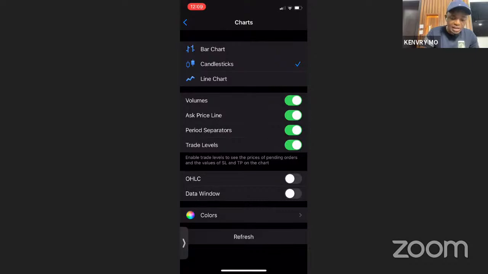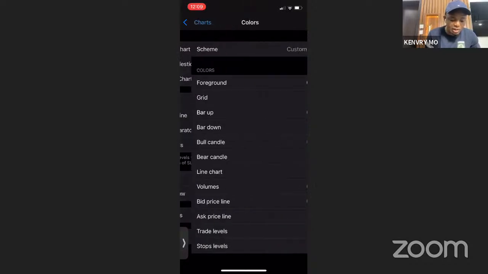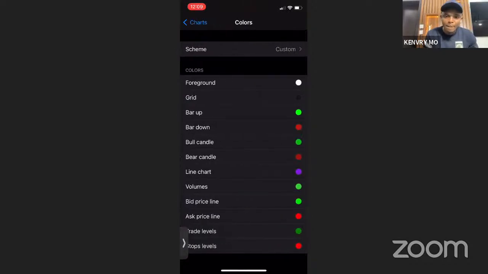First, anything you see here, duplicate it. So you can take a screenshot. I am on candlesticks. My volumes are on, my ask price, everything is on. If yours is not on, just click it on. Then the next thing is these second ones, they are not on. So click on colors. Just duplicate it. Screenshot what you see here.